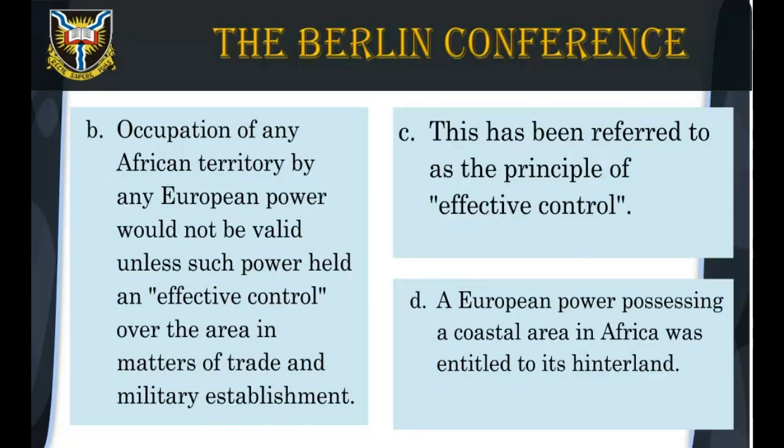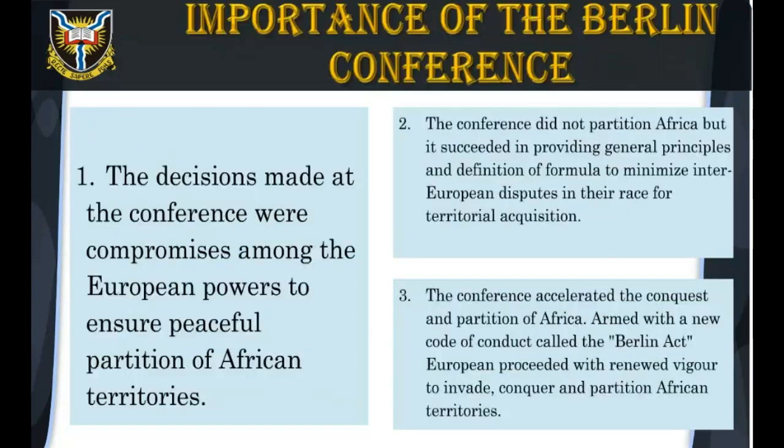Occupation of any African territory by any European power would not be valid unless such power held an effective control over the area in matters of trade and military establishment. This has been referred to as the principle of effective control. A European power possessing a coastal area in Africa was entitled to its hinterland.